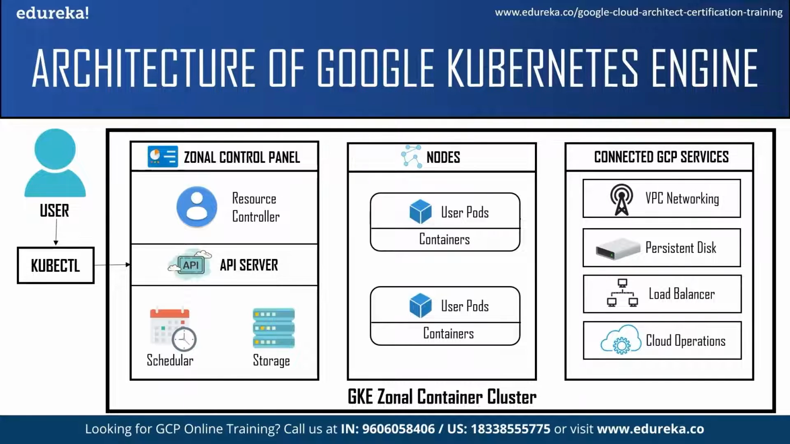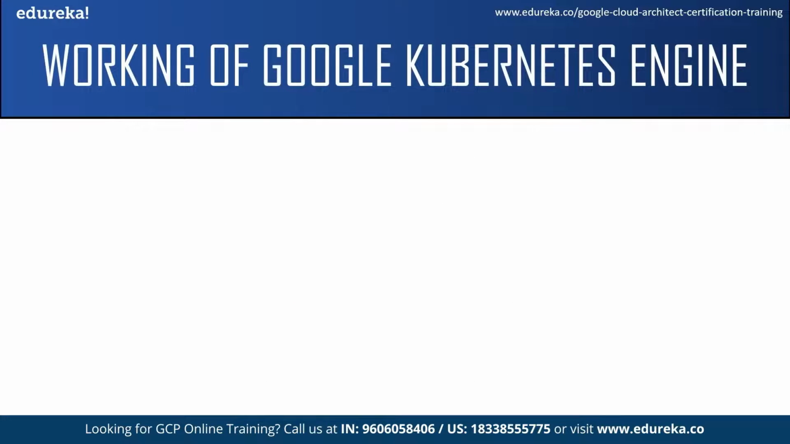This was the architecture of GKE. Now let us understand its working. GKE works with containerized applications. These containers, whether for application or batch jobs, are collectively called as workloads. And before you deploy these workloads on GKE, you must first package it into a container.